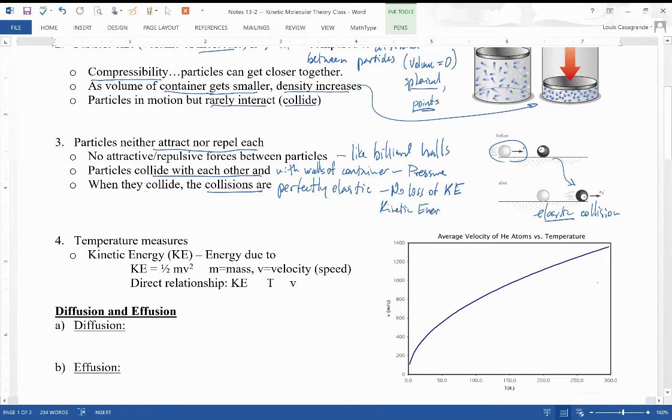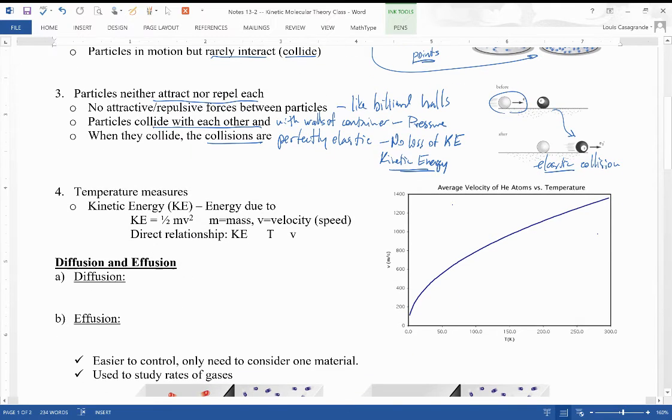And as you'll see in a moment, that's very important because kinetic energy is important to the concept of how gases move. Finally, let's get to kinetic energy. The temperature of a system, and this applies for solids and liquids as well, measures the average kinetic energy of the sample.